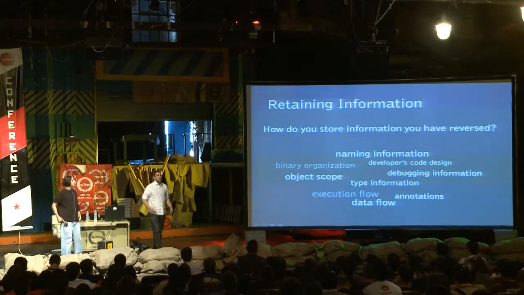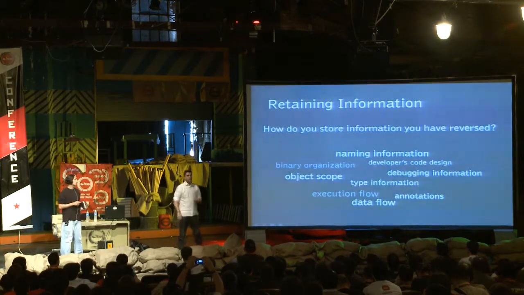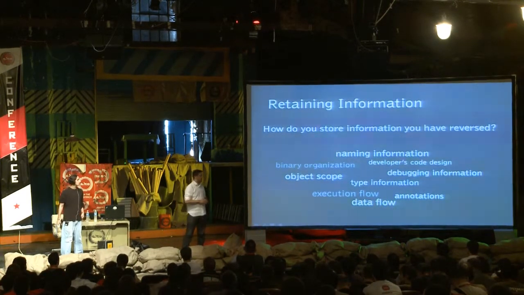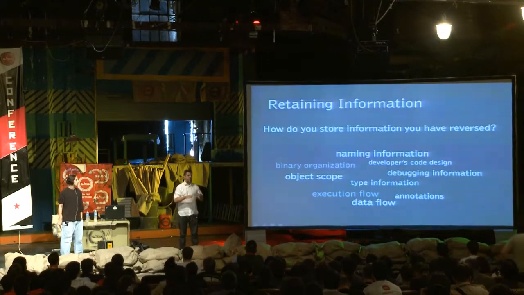So, for example, information that I like to retain from one IDB to another. Naming information, symbols. If I name a function for what it does, I want to be able to have that in my new IDB. I want to persist that. Things like the organization of the binary, or the developer, how he designs his code.